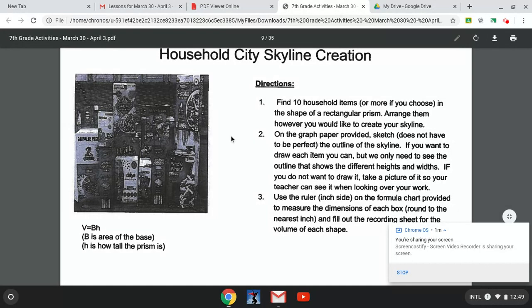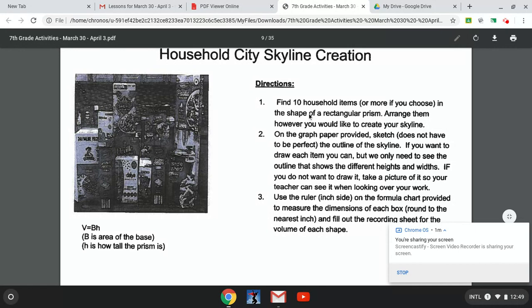And I should have pulled up another picture to show you one. But in any way that you would like, arrange those 10 items, and you have a few options from there. So once again, they should all be rectangular prisms. Stack them to create it however you would like. And then you have a few options.